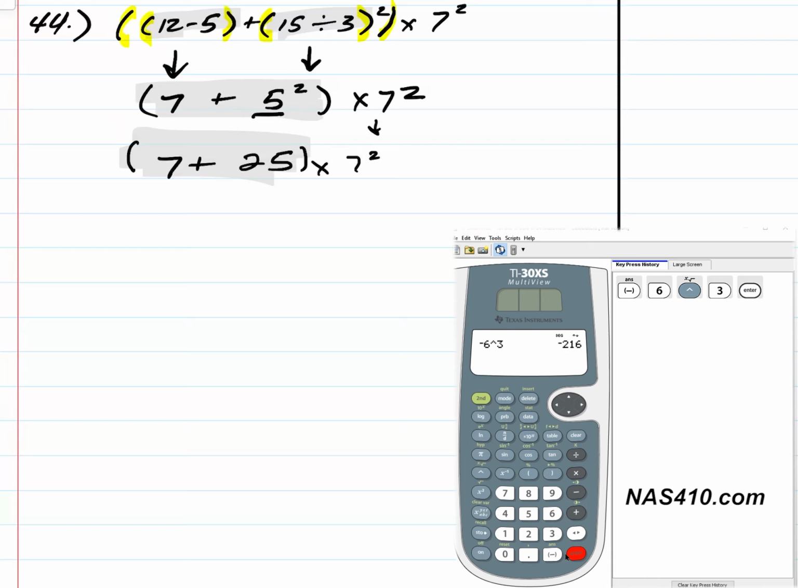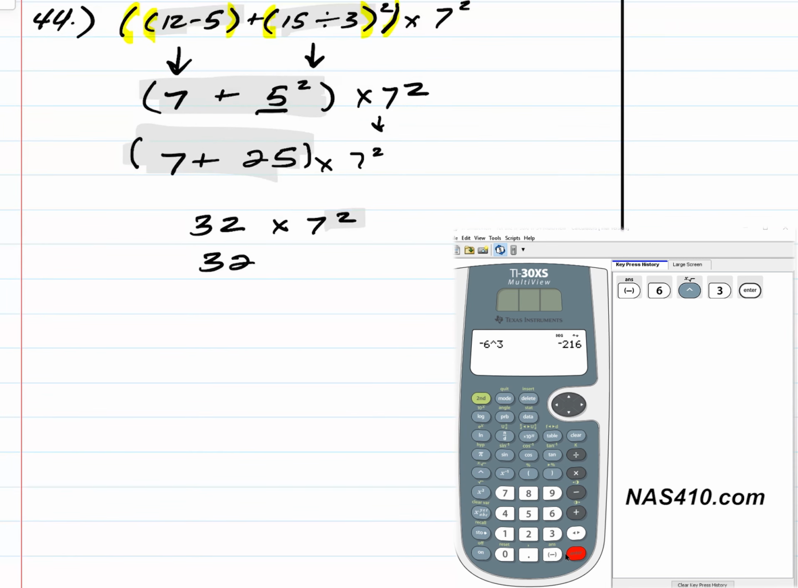Okay, I still have to get rid of these parentheses here. I have 7 plus 25, and so 7 plus 25 is 32 times 7 squared. Okay, next I'm going to do my exponent because that's what's next in the order of operations. And so 7 squared is 49. Okay, and finally I have 32 times 49. You can put that in your calculator and you should get 1,568.